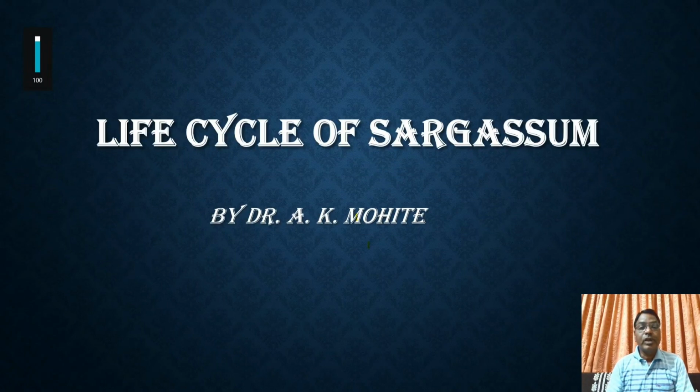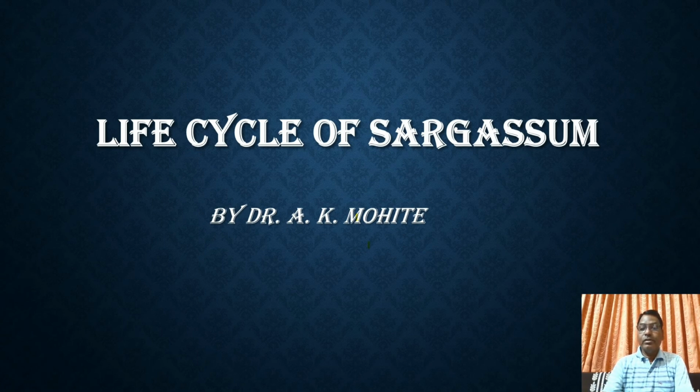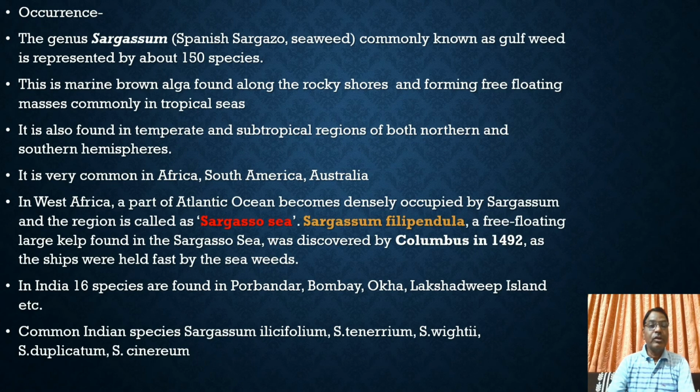Today we are going to study the life cycle of Sargassum. You know that Sargassum is a very common brown alga or brown seaweed, and this brown seaweed Sargassum has to be studied with reference to occurrence, thallus structure, internal structure of thallus, reproduction, systematic position, and so on.